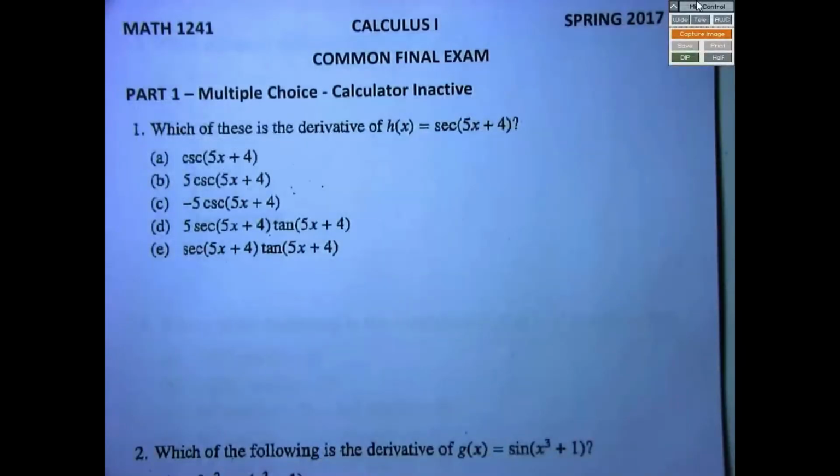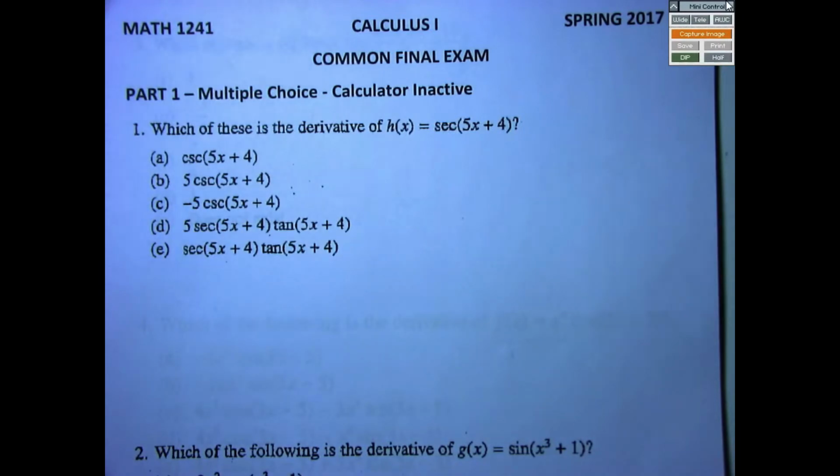All right, so the first question on our exam says, which of these is the derivative of h of x equal to secant of 5x plus 4? This is a chain rule problem. Secant is my function on the outside, 5x plus 4 is my function on the inside. First up, what is the derivative of secant?